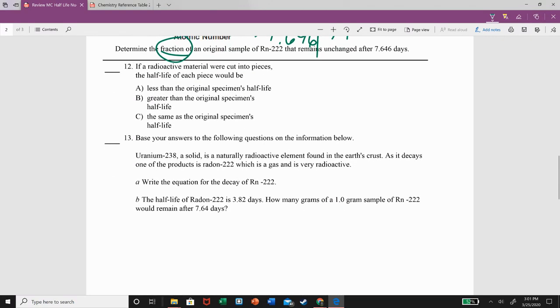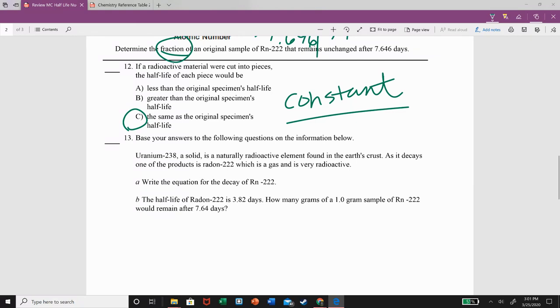Okay, so 2 more questions. All right, if a radioactive material were cut into pieces, the half-life of each piece would be, well, if I cut it into pieces, both are still radioactive. So the half-life is never going to change. Not even heat, temperature, pressure, nothing. Half-life is always constant. So that's how we can measure time with radioactive elements.